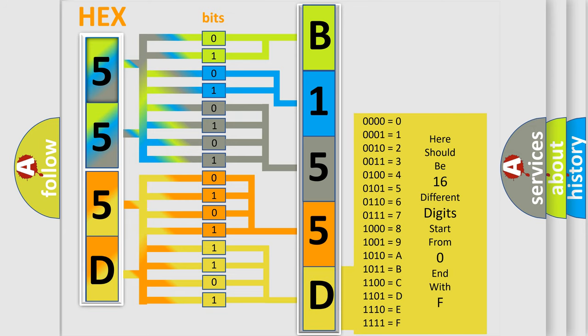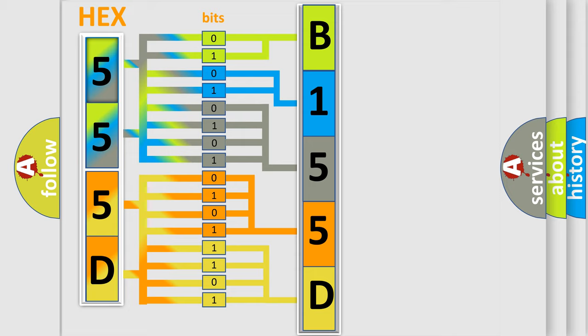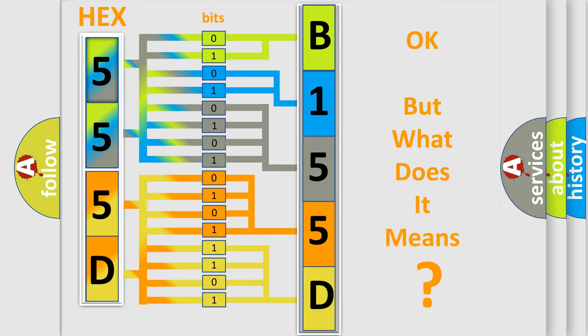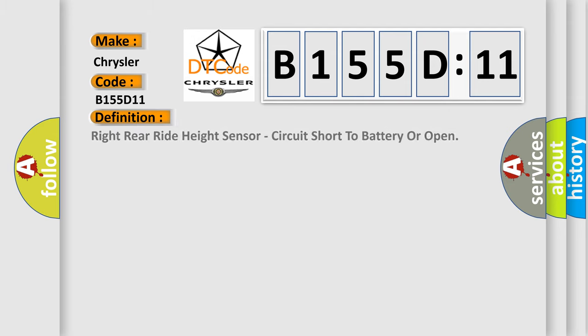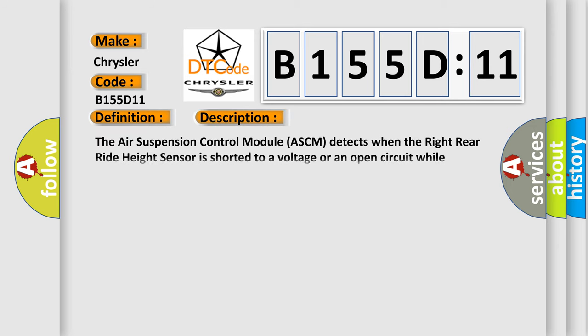We now know in what way the diagnostic tool translates the received information into a more comprehensible format. The number itself does not make sense to us if we cannot assign information to what it actually expresses. So, what does the Diagnostic Trouble Code B155D-11 interpret specifically for Chrysler? The basic definition is right rear ride height sensor, circuit short to battery or open. And now this is a short description of this DTC code.